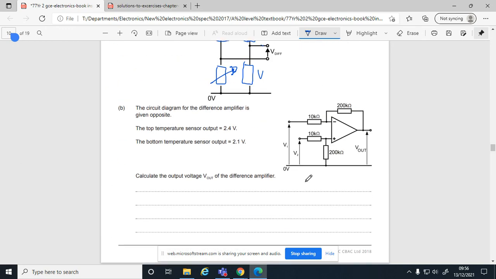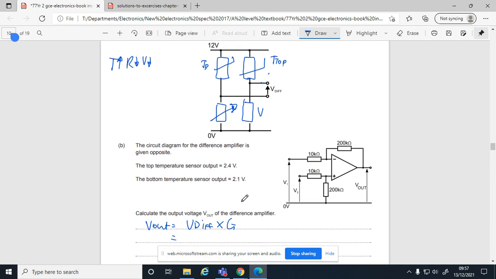This is dead easy. It's the equation: V out equals V diff multiplied by gain. In this particular case, the difference in voltage is going to be V1 minus V2. Just look at which one has the higher voltage going into it.